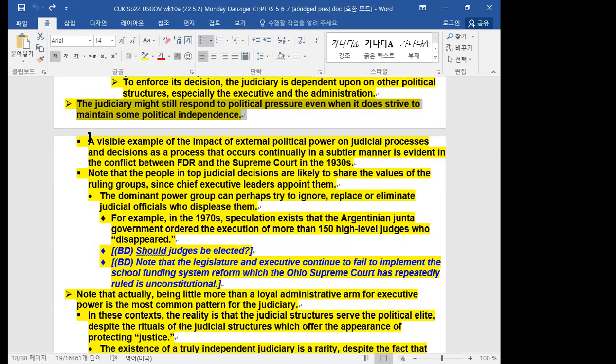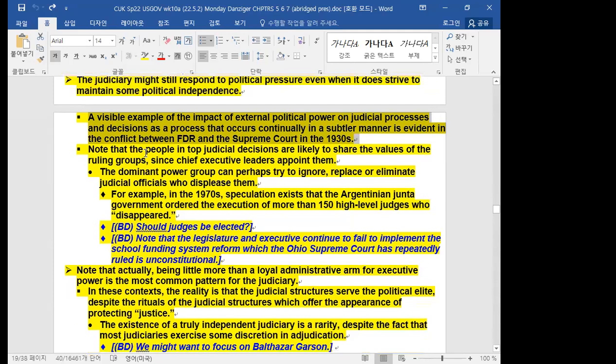So let's see what they do. It's going to be very interesting. But of course, this discussion brought to mind again, in the media reports, the dispute that Franklin Delano Roosevelt had with the Supreme Court in the 1930s. And so note that people in the top judicial positions are likely to share the values of the ruling groups, since chief executive leaders appoint them.